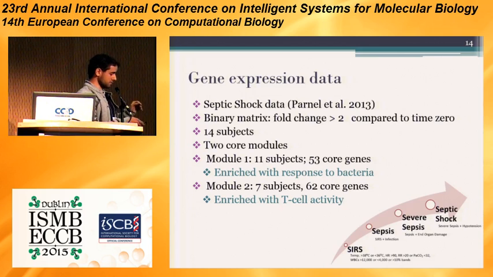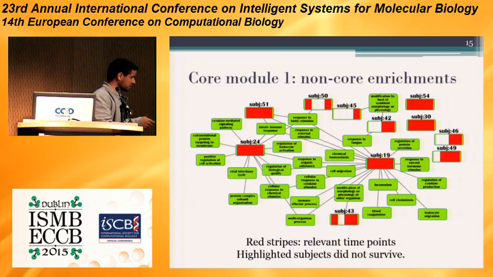Maybe another interesting thing that you can ask is, what is subject-specific? So here we summarize the results in a network. We add a node for each patient. These are the nodes with the red stripes. The other nodes are pathways, and we add an edge between a pathway and a patient if this pathway is highly enriched in the module of this patient, but not in the core module. So it is not necessarily shared across patients. For example, here we can see response to fungus was highly enriched in subject 42 and subject 19.